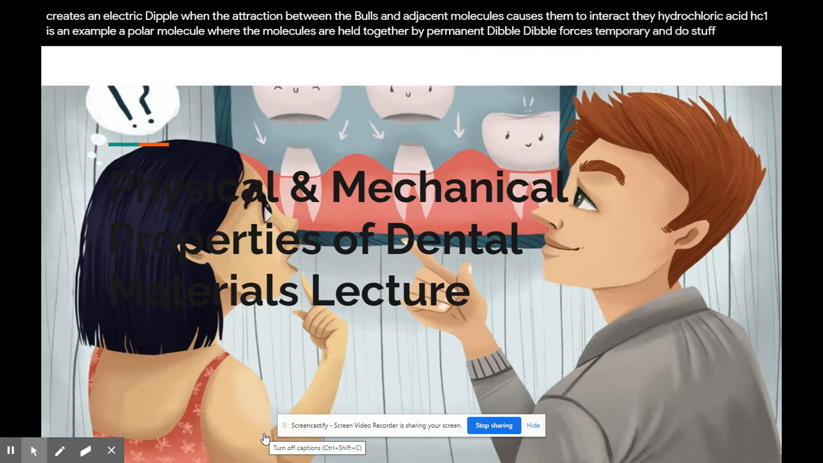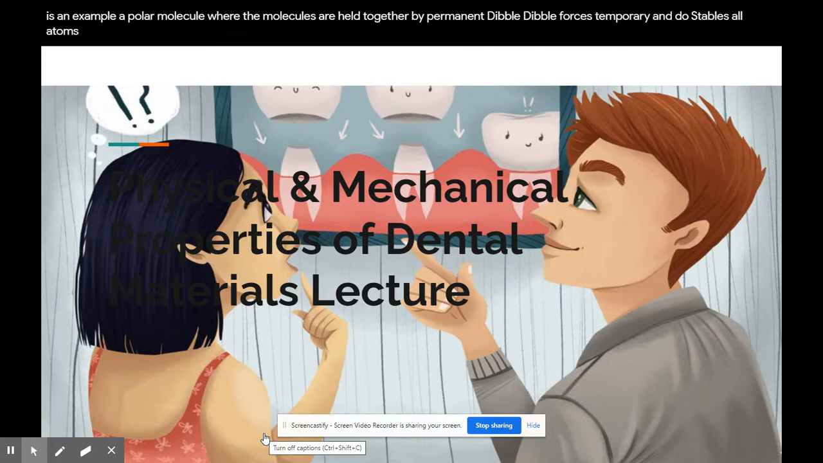Temporary induced dipoles. All atoms and molecules have electron clouds. Within a bond, the electrons are in constant motion and oscillate. For brief nanoseconds, electrons may be clustered more to one side, creating a charge that quickly disappears.